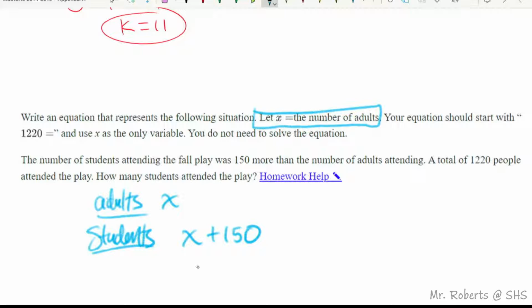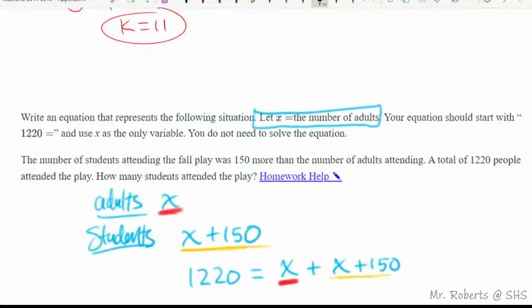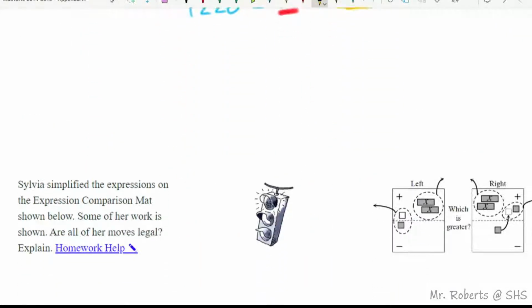So they told me my equation should start with 1,220 equals two kinds of people going, the adults plus the students, and the students is represented by x plus 150. You can see real clearly here that x is the number of adults that attended, and we can see that 150 plus x, or x plus 150, is the number of students. So we've got adults plus students is 1,220. They said we didn't have to solve it, so we'll just leave that there.